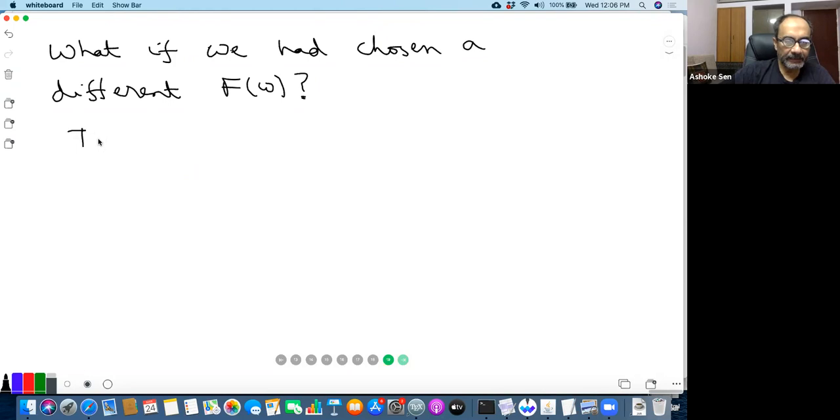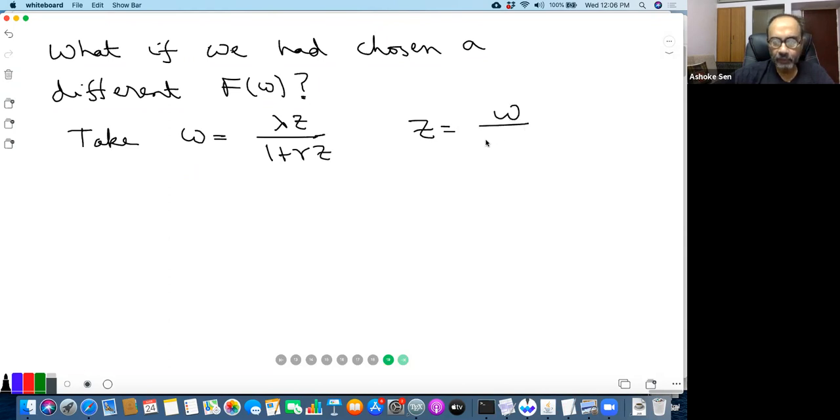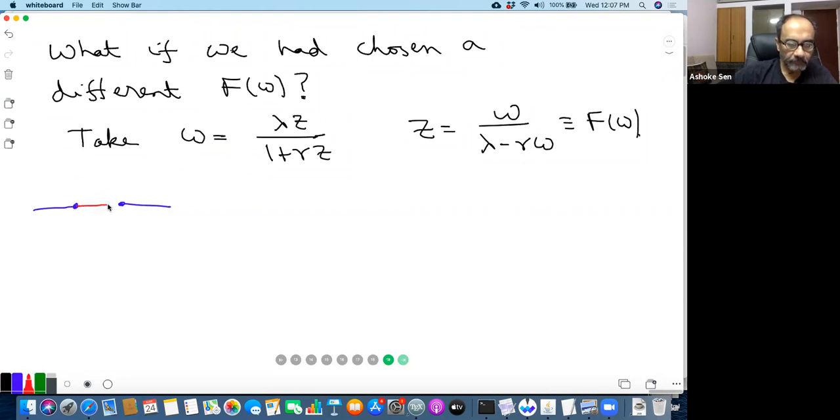So we'll take the relation between w and z to be w equal to lambda z over (1 plus gamma z). We just added this new parameter gamma. It's still SL2. And the inverse relation is z equal to w over (lambda minus gamma w), which is what we had called f of w. So in this case, if we draw this diagram, then it will again correspond to w prime equal to minus q.